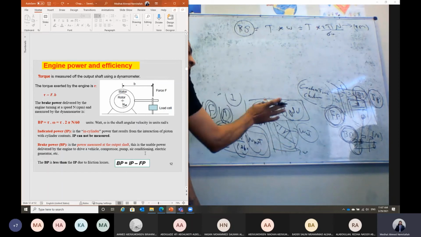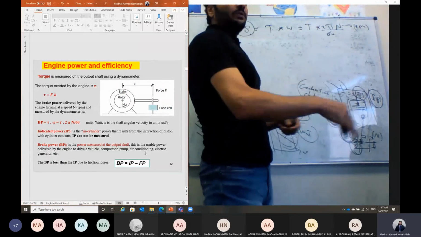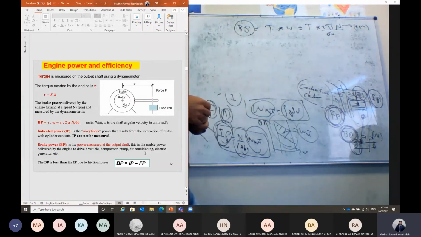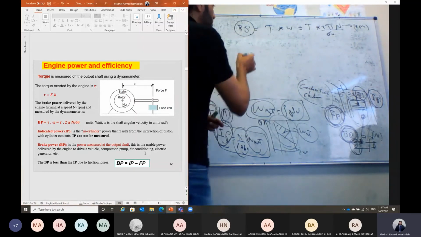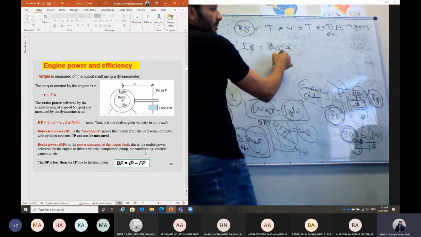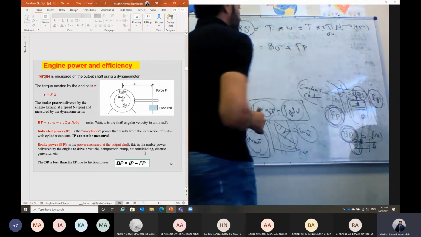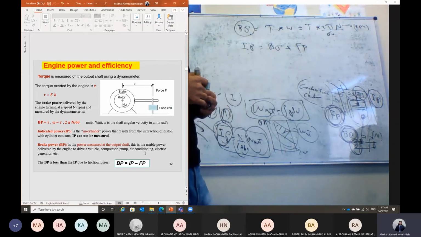We just take part of this output power to drive the piston during the intake and the exhaust stroke, and also to drive the engine auxiliaries in this case. So the difference between the indicated power and the brake power: the indicated power will equal the brake power at the crankshaft plus the friction power in this case.